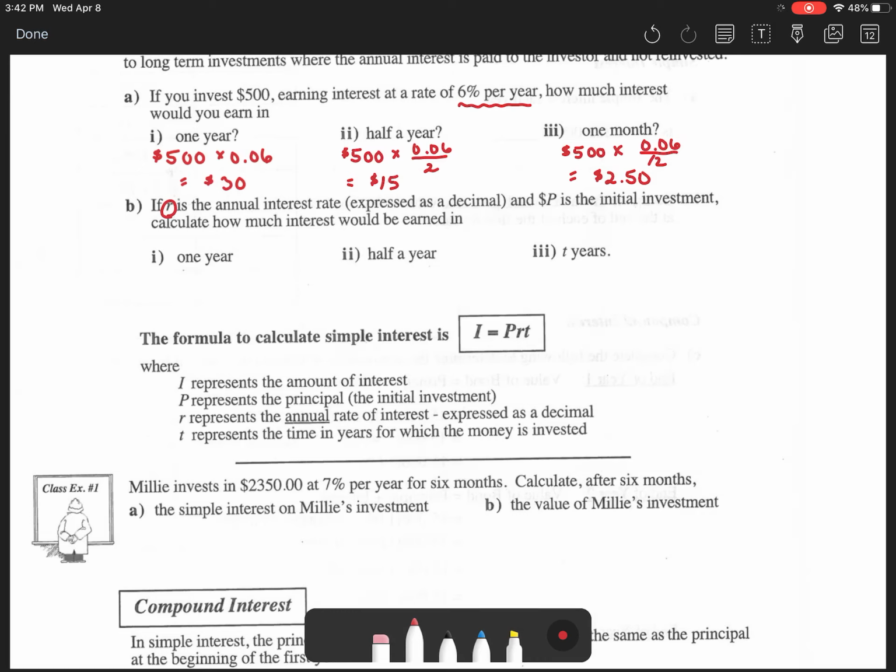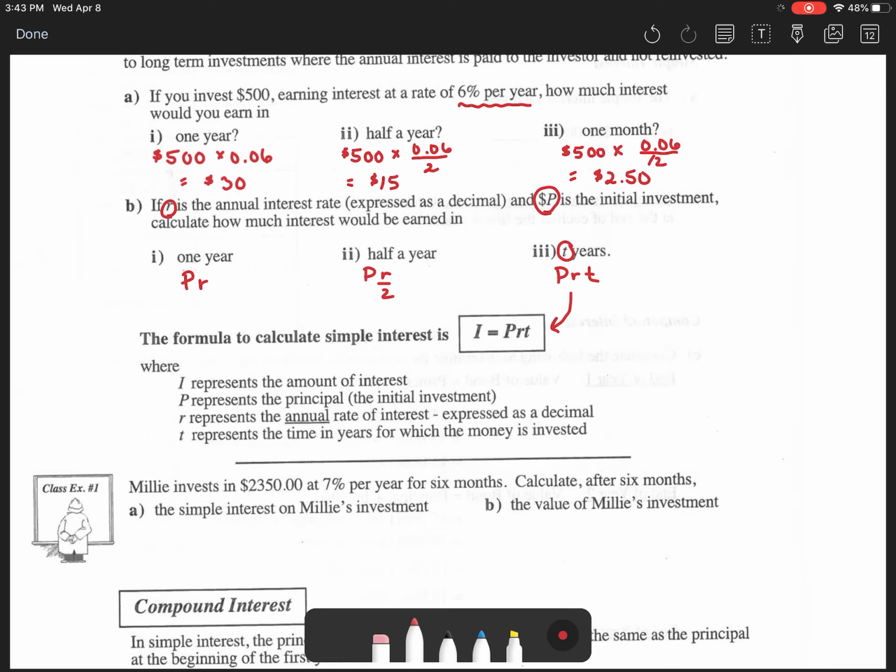Okay, so they're going to take this example they've used and try to generalize it using variables. So if they say in the question, R is your annual interest rate as a decimal, and P dollars is the initial investment, how much interest would you earn in a year? Well, it would be the amount of money that you have invested times the interest rate as a decimal. For half a year, it would be P and then R over 2, or times 1/2. And for T years, so let's say it was more than 1 year, say 3 years, then you would multiply it by T, whatever T is in terms of years, 5 years, 10 years, etc.